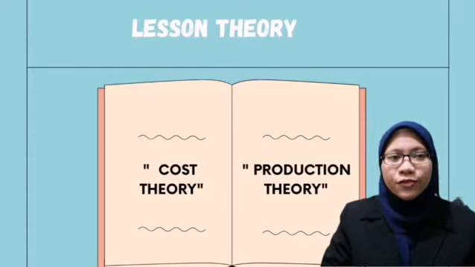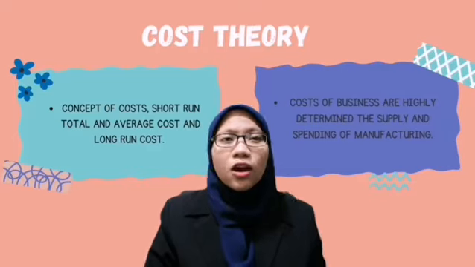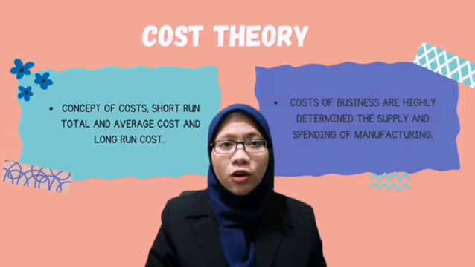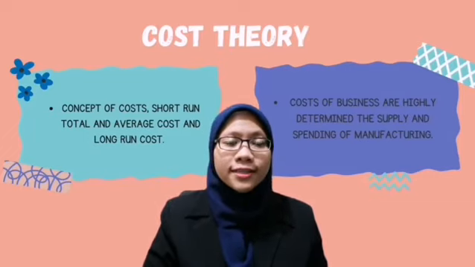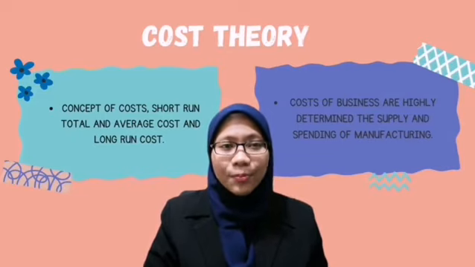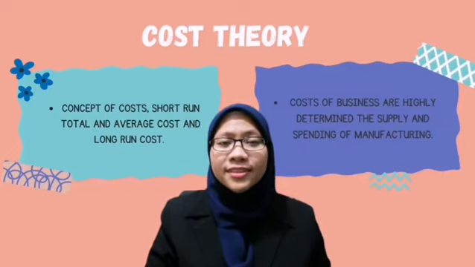So, this is the explanation of the lesson theory that I use in this case. I am using two lesson theories for the case Harsh Electrical: the first is cost theory and the second is production theory. Cost theory looks into the concept of cost, short run total and average cost, and long run cost. The determination of cost should consider various factors such as the operation scale, output size, price of production, and others. This theory needs to be understood deeply by the company in order to run the company and increase profit and productivity, because the cost of business highly determines the supply and spending of the manufacturing.